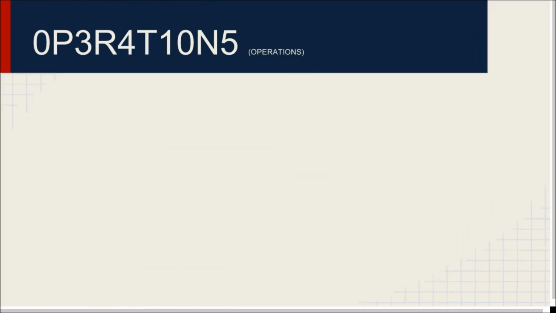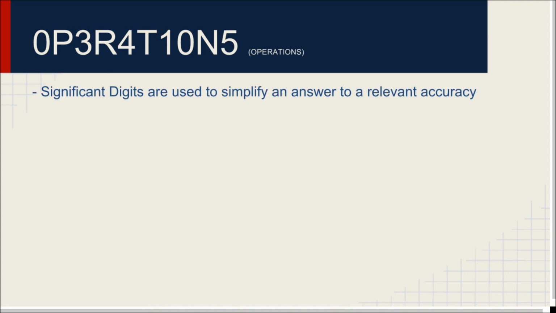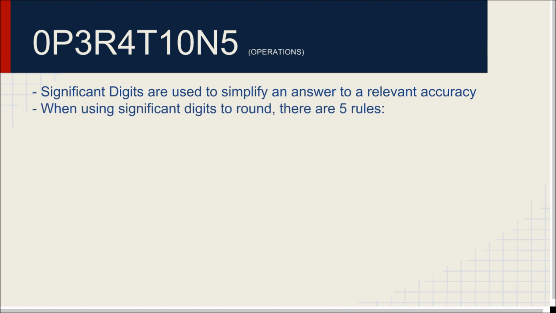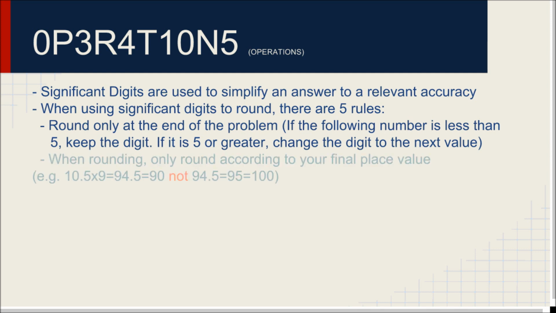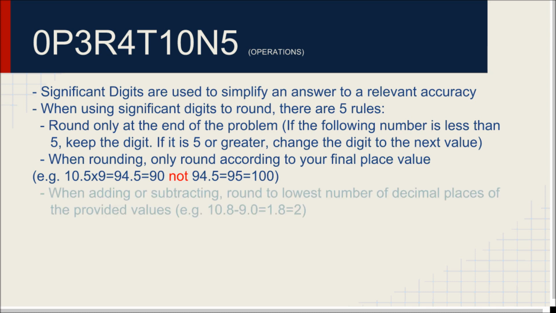Now, for operations, things get a little bit more difficult. In operations, significant digits are used to simplify an answer to a relevant accuracy. When using significant digits to round, there are 5 rules. Round only at the end of the problem. When rounding, round according to your final place value. So only the place value that you're using, and round using the digit after that.